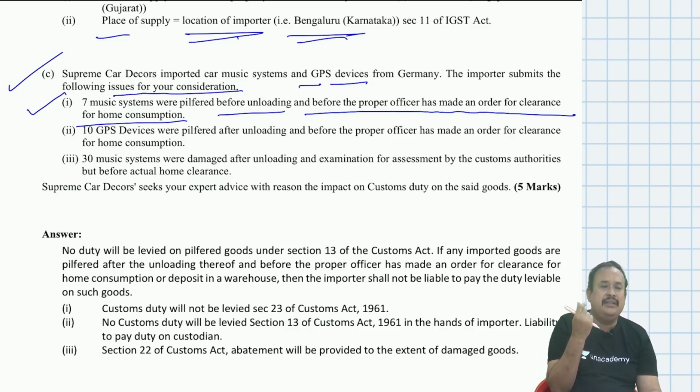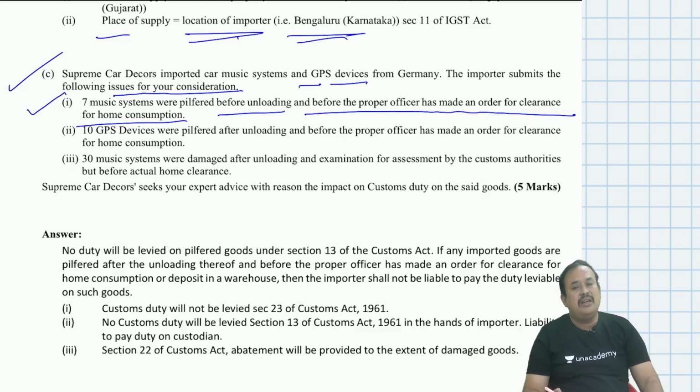Therefore, here it is not Section 13. Customs duty cannot be levied if the goods have been pilfered. Section 13 is not applicable because Section 13 of the Customs Act 1962 applies only when the goods are pilfered after unloading but before the proper officer gives clearance for home consumption. At that time, if pilferage has taken place, Section 13 will apply.